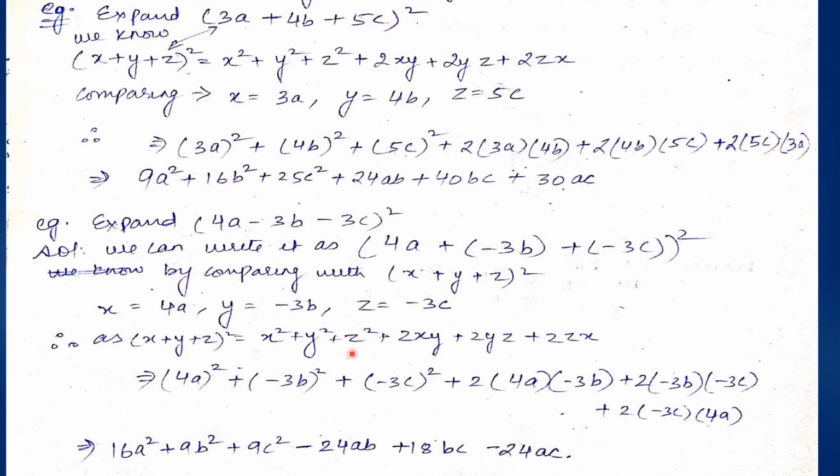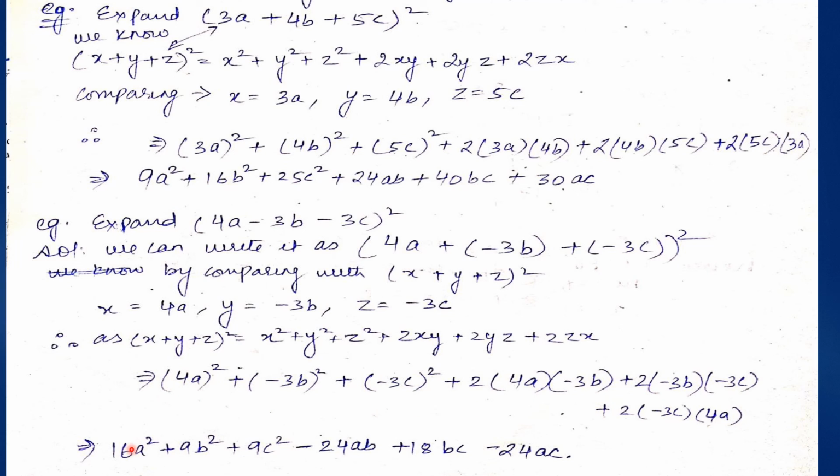Now using the same formula, put the values, but make sure this time negatives are there. So more attention, because negative is fire. So x is (4a) whole square. Then we have y square, and y is minus 3b, so (minus 3b) whole square, plus z square, z is negative, (minus 3c) square, plus 2xy. So x is 4a, y is minus 3b, plus 2yz, y is negative, z is negative, plus 2zx, z is negative, x is positive. Now just open the brackets and you will get the answer.